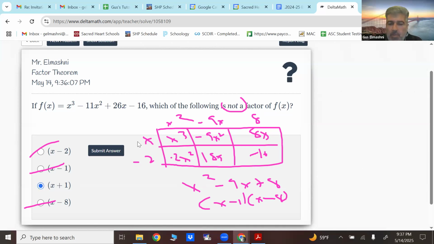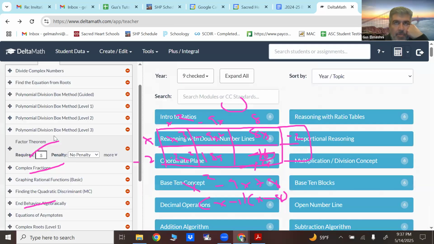Now, what if when I went through x minus 2, the last number was not negative 16? So I had a remainder. Then there you go, there's the answer. And, you know, it's not a factor because you got a remainder. Like, what if I had negative 14? That would need another column, making that negative 2. I got a remainder. That's not a factor. So either way, it's not that hard. These are good practice problems with the factor theorem.